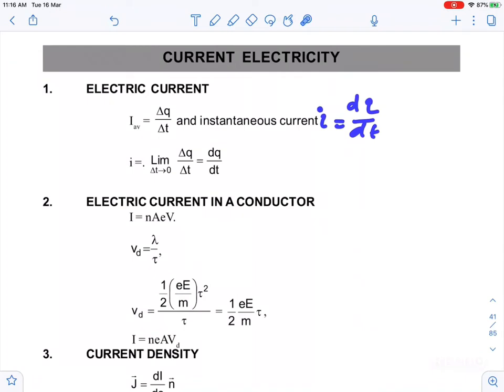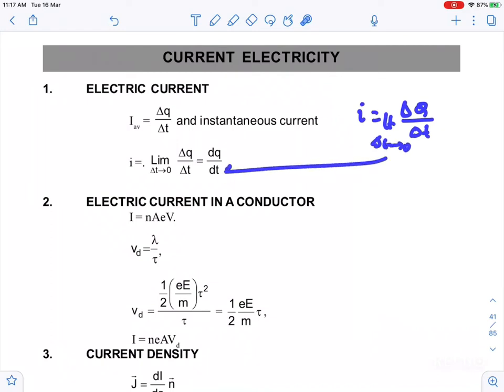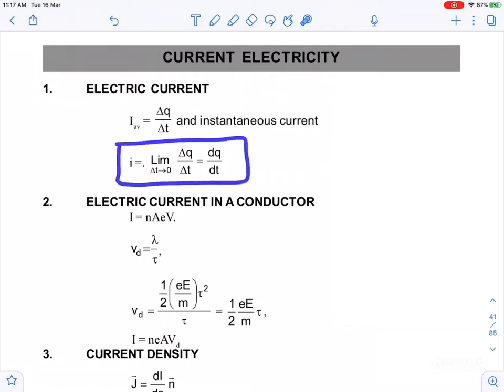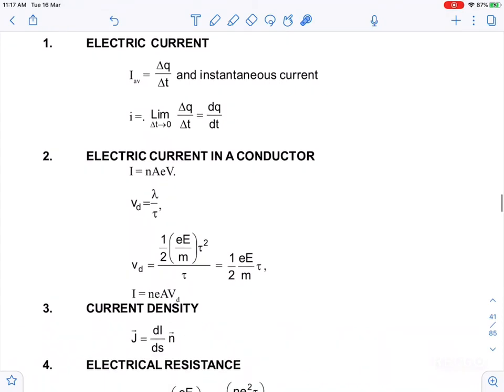Now guys, current, you know that current is dq by dt. I is equal to dq by dt, instantaneous, when you take the limit t tends to 0. So I is equal to delta q by delta t, and when you take the limit delta t tends to 0, this becomes dq by dt, which we have discussed earlier. Average speed, average velocity, these are all things we have discussed, so I'm not going to give more time to this formula. Now the most important formula of current electricity starts from here.